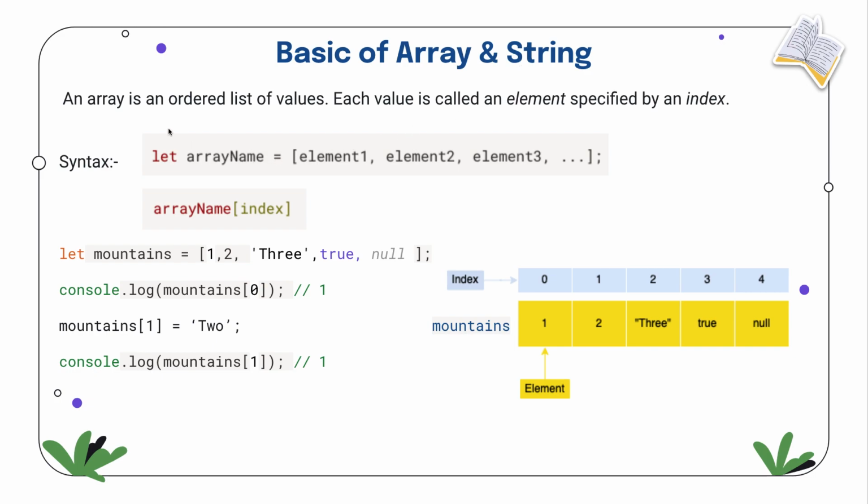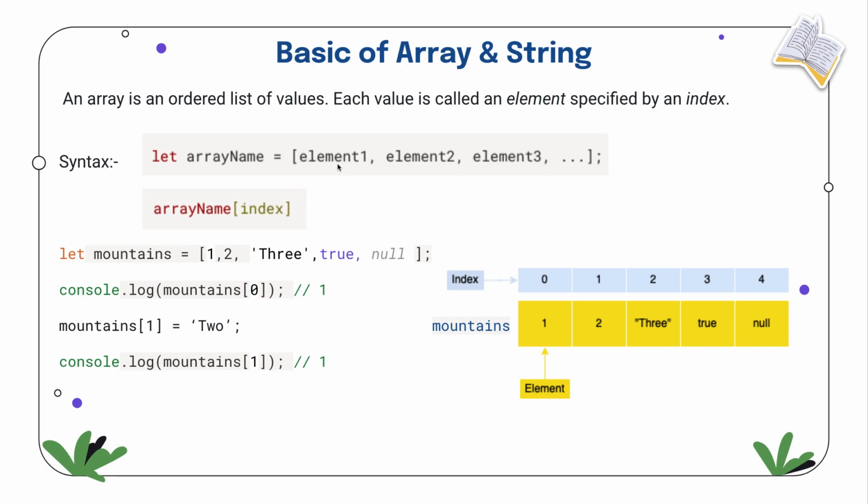Okay, so an array is an ordered list of values. Each value is called an element, specified by an index. So this is basically the array structure. The syntax will be let variable name equals opening and closing square brackets, and inside this, the elements are written separated by commas, like 1, 2, 3, 4, 5, 6. It can be accessed using array name of index.